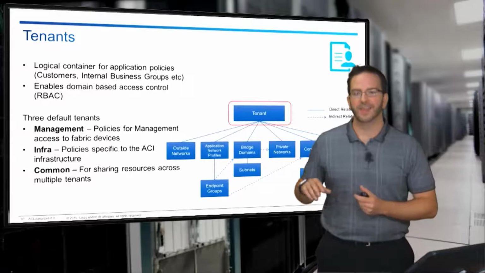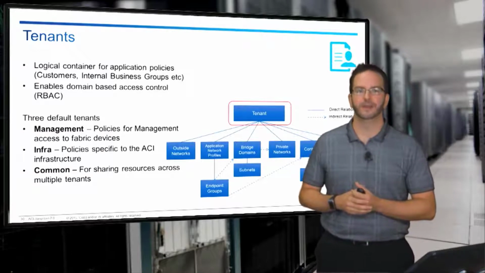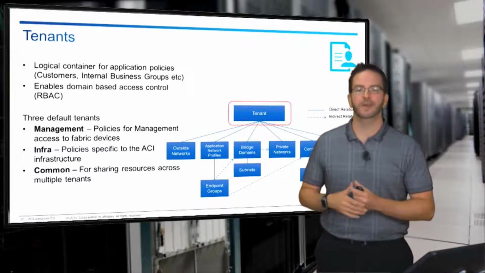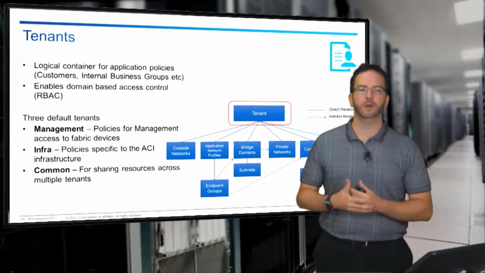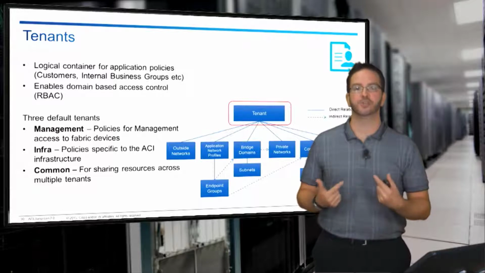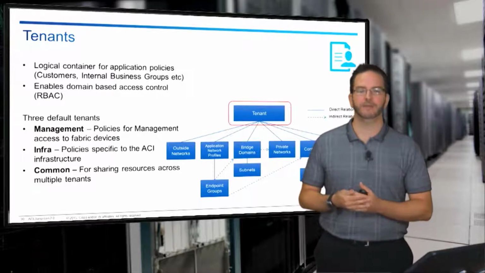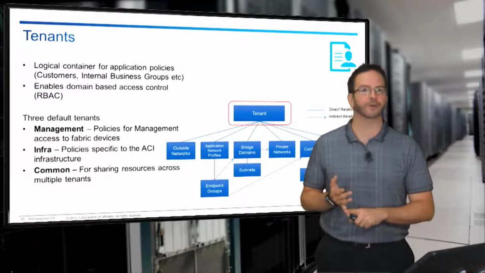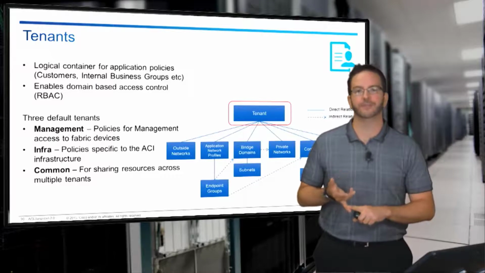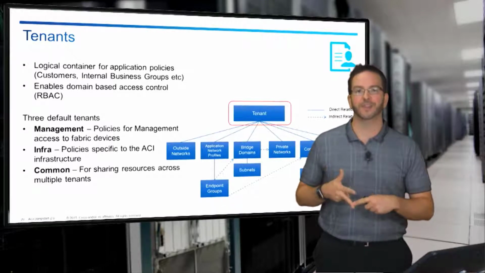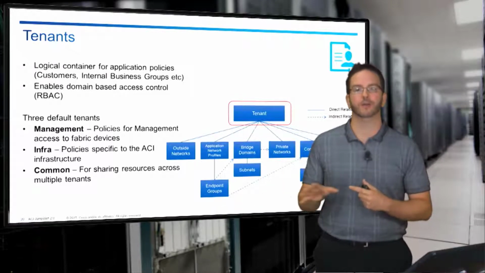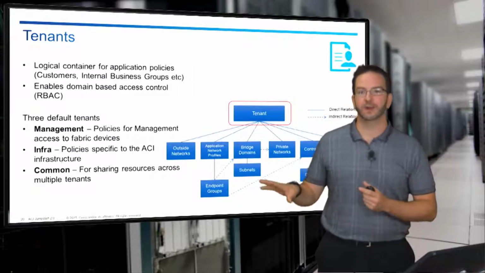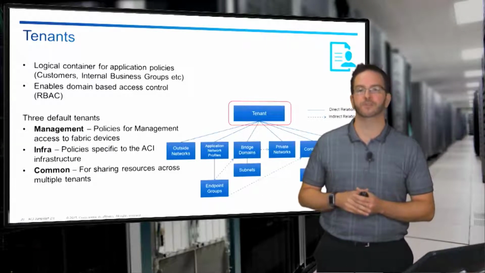And the last one is our common tenant. And the common tenant is a special one. Again, it's there by default, but it's where we're going to define any type of shared resource. So you might have endpoints such as an Active Directory server, domain name system, other type of authentication servers that might be shared across multiple tenants. The common tenant is where we're going to define those type of shared resources.